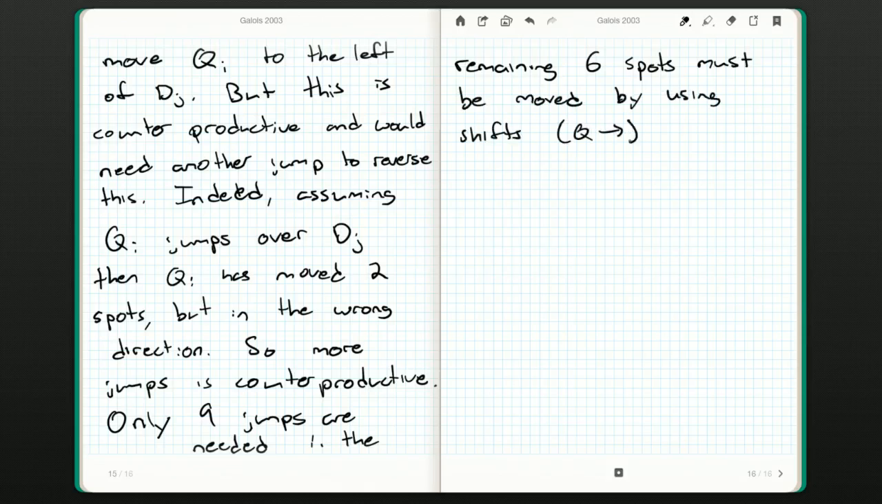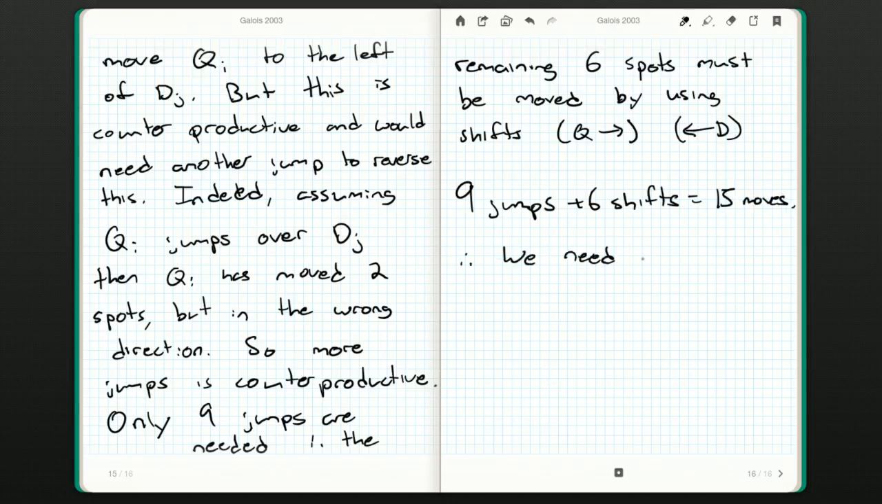So we'll move quarters to the right, and we'll move dimes to the left with our remaining shifts. So we need 9 jumps, and we need at least 6 shifts. And we've concluded we need at least 15 moves. Okay.